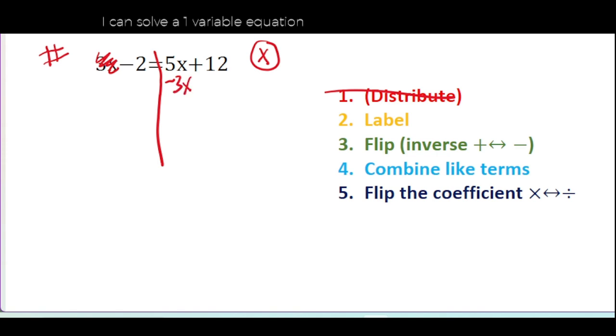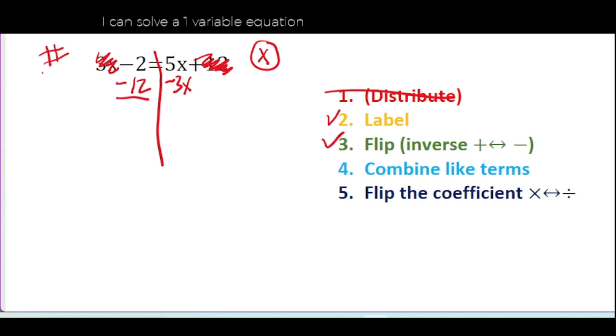Now notice that I'm putting it over here with the 5x because that's going to make it easier when I combine my like terms. This minus 2 is a number, so it'll stay. 5x is a letter, that'll stay over here. But this plus 12, this is not my number side, will become minus 12. And so, boom, we labeled, we flipped.